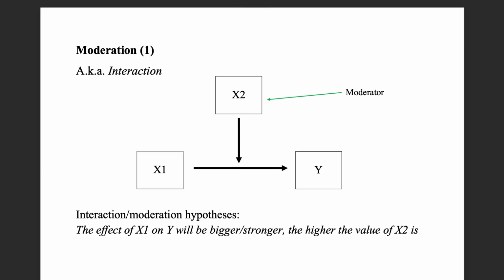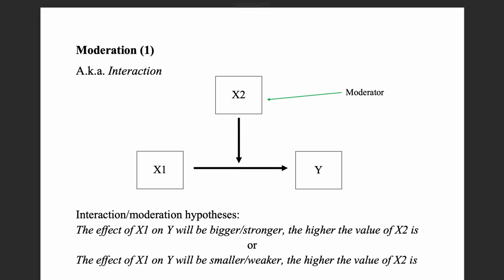An interaction or moderation hypothesis will generally be formulated something like: the effect of our X variable on our dependent variable will be stronger or bigger the higher the value of this moderator variable, this X2 variable, is. So if our theory is correct, the higher the value on our moderator, so the higher the value on our X2 variable, the stronger or bigger the effect of our X1 variable on our dependent variable should be. So this is a positive interaction hypothesis.